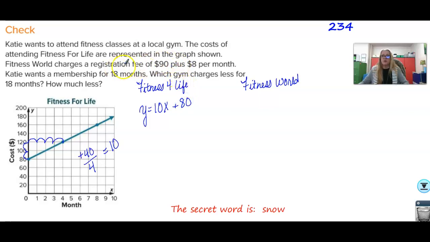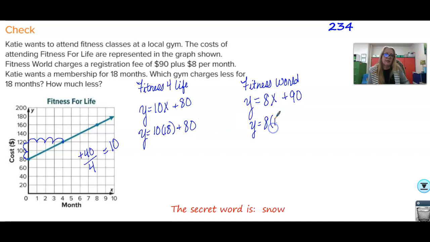Okay. Fitness World charges a registration fee of $90 plus $8 per month. So $90 is the initial fee, and $8, you pay $8 every month. It's the one that repeats. So the slope is always the one that's repeating, and the initial fee is the one-time charge. Okay. She wants to be a member for 18 months, and they want to know which gym charges less and how much less. So we're going to substitute 18 for x in both of these equations.